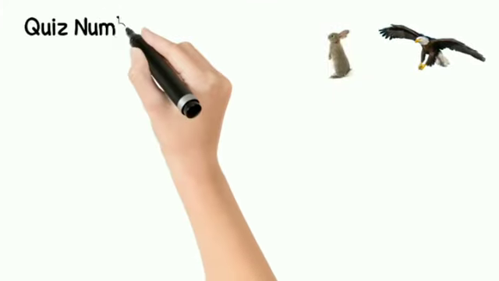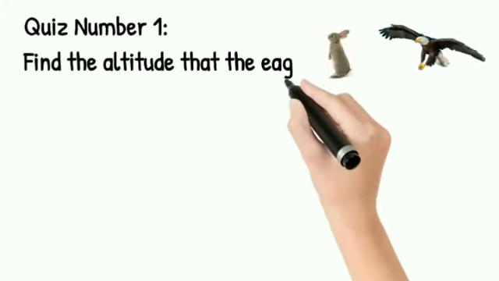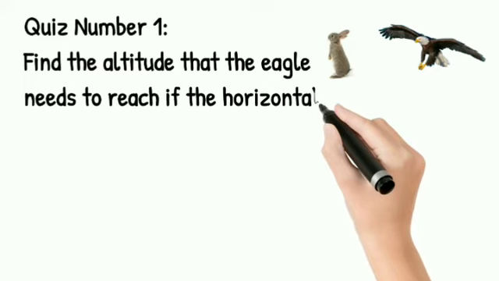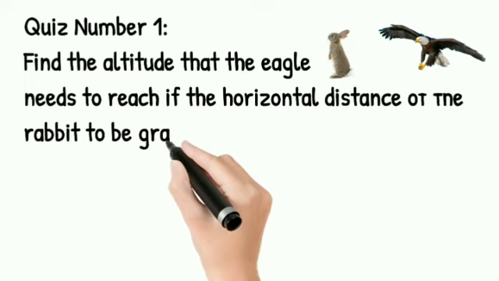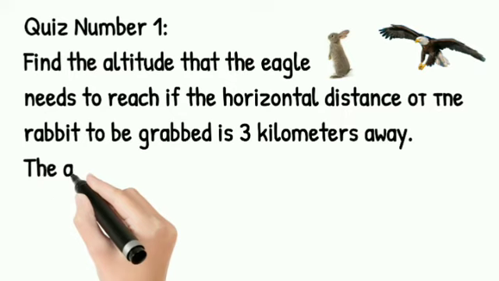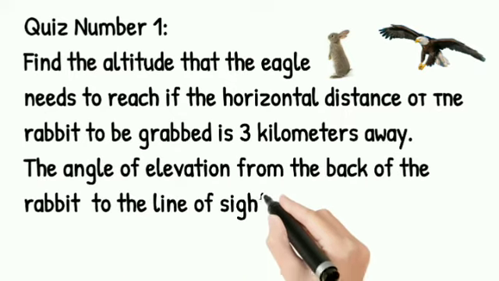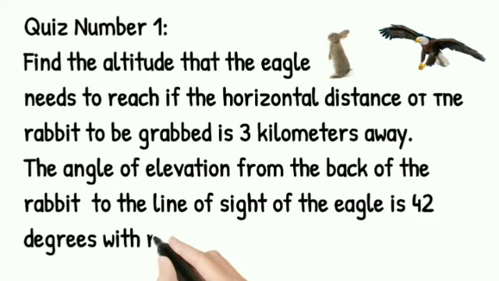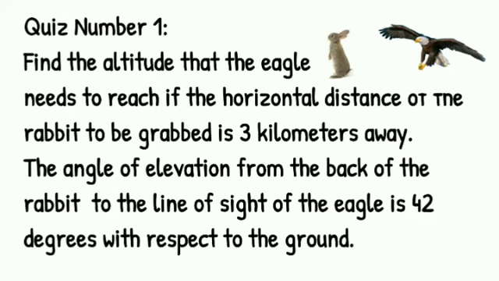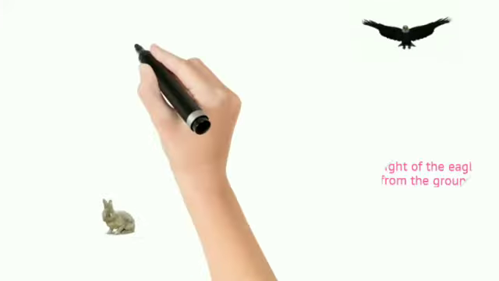Let us now proceed to the solutions to quizzes in our previous episodes on trigonometry. In quiz number 1, find the altitude that the eagle needs to reach if the horizontal distance of the rabbit to be grabbed is 3 kilometers away. The angle of elevation from the back of the rabbit to the line of sight of the eagle is 42 degrees with respect to the ground. Let us draw as stated in the problem.